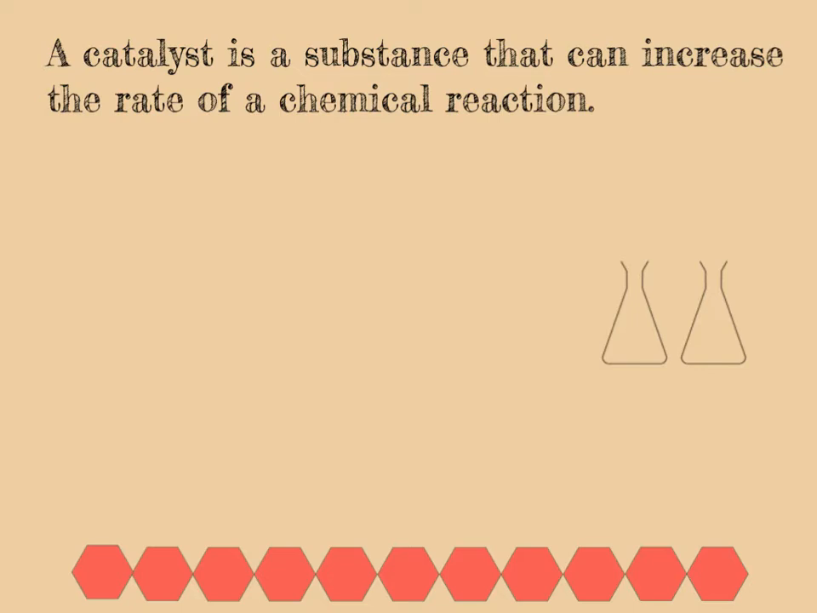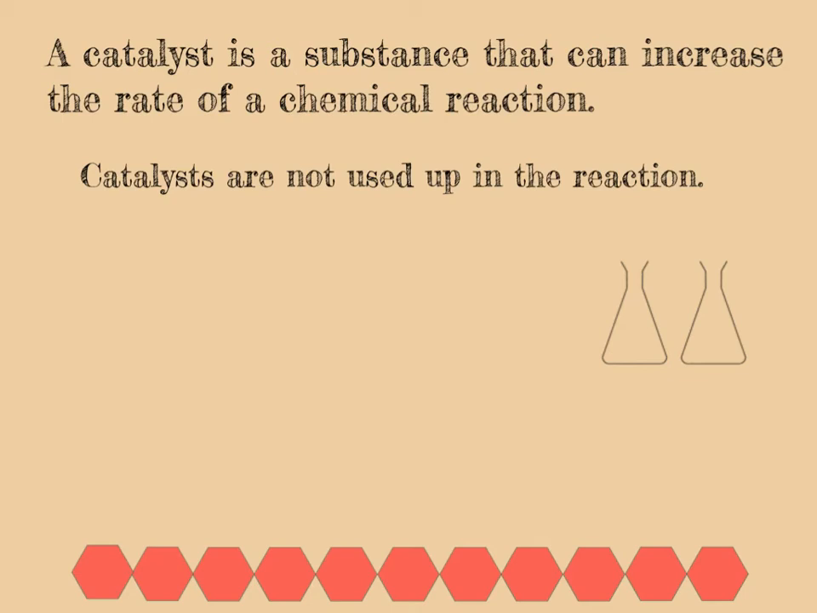A catalyst is a substance that can increase the rate of a chemical reaction. And by substance, that could be a compound. So potassium iodide is used as a catalyst in the elephant's toothpaste demonstration. It could be a lump of metal like iron and nickel that are used in a lot of industrial processes, or it could be acid, which is used in a lot of organic processes. So it's just any substance that you can put into a reaction that speeds up the rate of that chemical reaction. And importantly, catalysts are not used up themselves during the reaction.